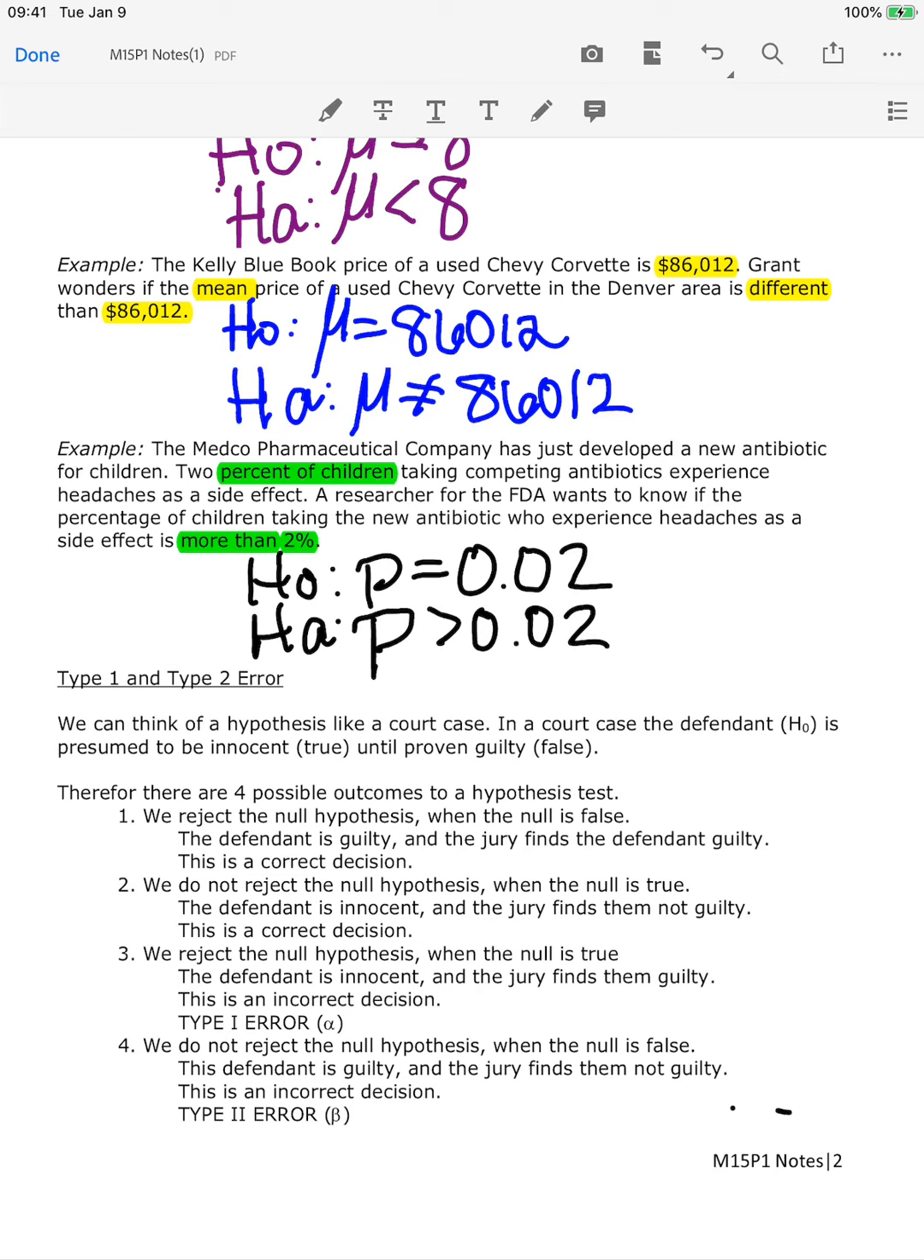And then the third outcome, we reject the null hypothesis when the null is true. So now we've made an incorrect decision. We have an innocent person on trial, and we found them guilty. This is called a type 1 error. It is notated with a Greek symbol. This symbol is alpha, and you can draw this symbol by basically just doing a fish without a tail.